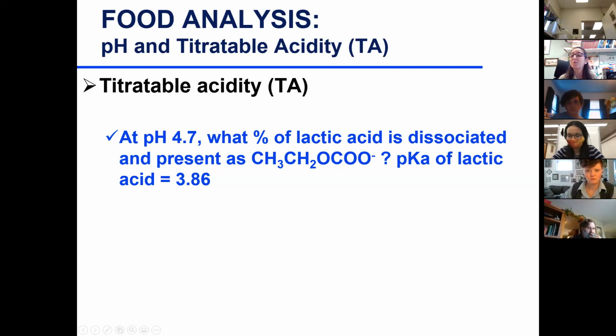Yeah. So basically, I just use the equation, pH equals pKa plus log of the concentration of A minus over the concentration of HA. And I just plug in the numbers that I know, which is 4.7 equals 3.86 plus log of A minus over 1 minus A minus. And then I just solve for it. Yeah, that is exactly how you do it. So here we go. Thank you, Jean.